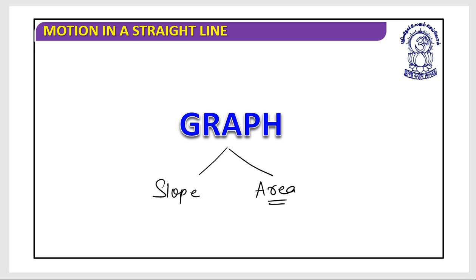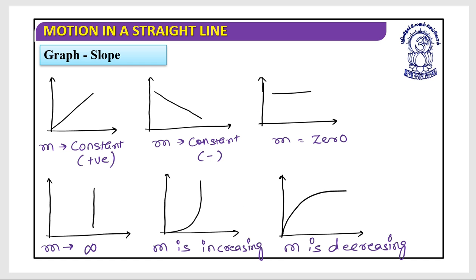In the previous class we were discussing graphs, and we have already discussed that there are two major parameters to understand a graph. One would be the slope, which we discussed in the previous class, and the other would be the area. Today in this class we are going to discuss the area of a graph. But before we go to the area of a graph, let's summarize the slopes that we have already done in the previous class. Look at this.